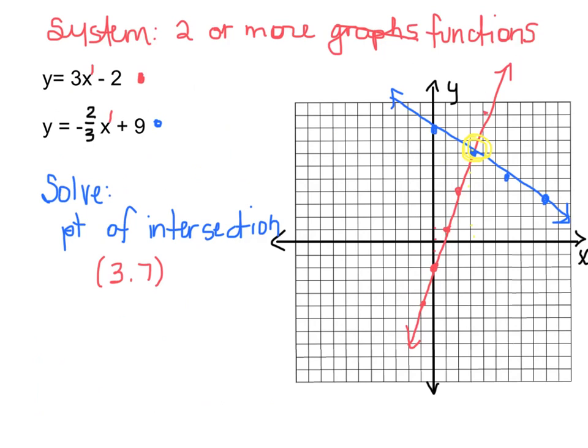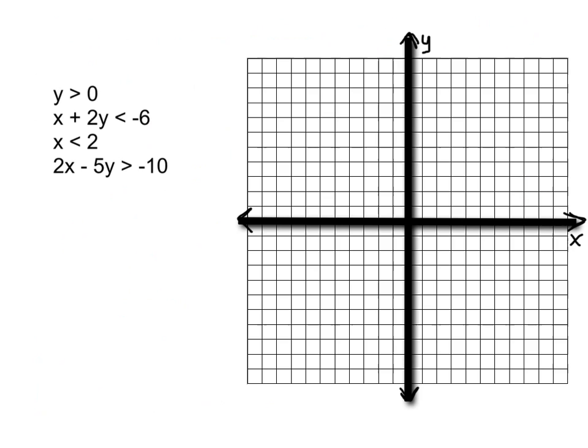If I ask you to solve a system, I'm looking for the point where it intersects. What that means is if I plug this point in, 3, 7, so 3 here, 9 minus 2 gives me the y, which is 7. Yes. If I plug 3 here, I get negative 2 plus 9 gives me the y, which is 7. Yes, this point is on both lines. That would be the solution to my system.